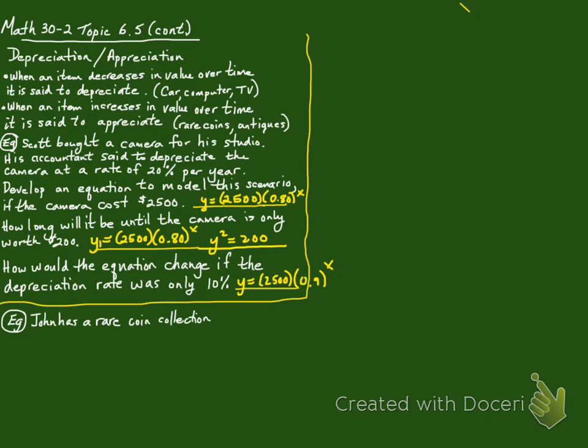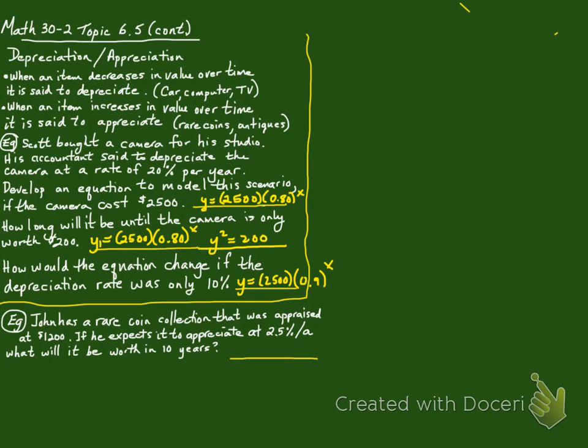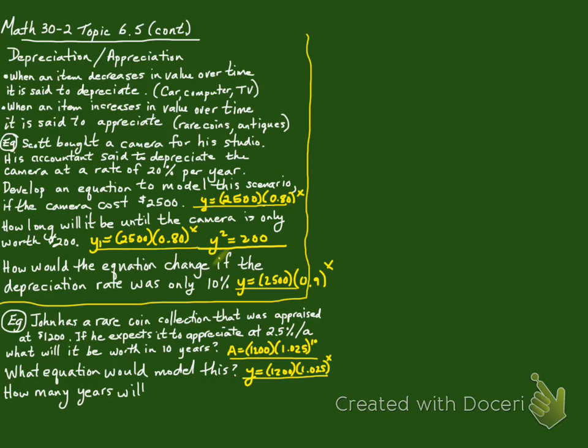Another example, John has a rare coin collection that was appraised at $1,200. If he expects it to appreciate at a rate of 2.5% per year, what will it be worth in 10 years? So you're going to take your A equals, what equation would model this? A equals 1,200 times 1.025 to the power of 10. Or y equals 1200 times 1.025 to the power of x.